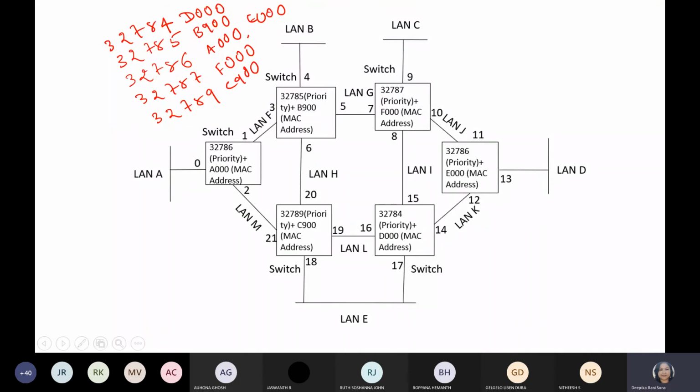Which one is your root bridge from this data? This is your bridge ID, right? 32786, 32784, 32785, 32787, 32789. Which is your lowest bridge ID? That will be your root bridge. So which is your lowest bridge ID? 32784, ma'am. Any other answer with justification? Or do you agree with Liben?